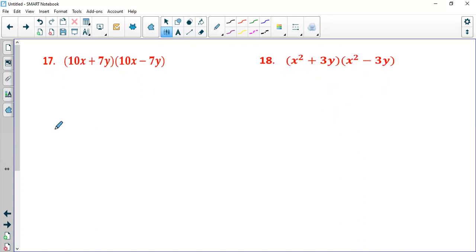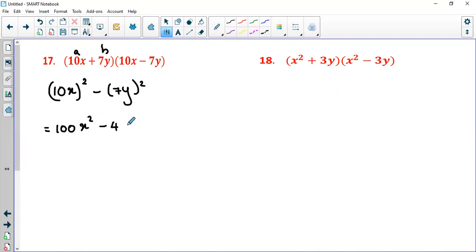Moving to question number 17, we have 10x plus 7y, 10x minus 7y. So here again, this is A and this is B. So when you start writing, you have to start by writing A square. That is 10x square minus 7y square, which will give you 100x square minus 49y square.